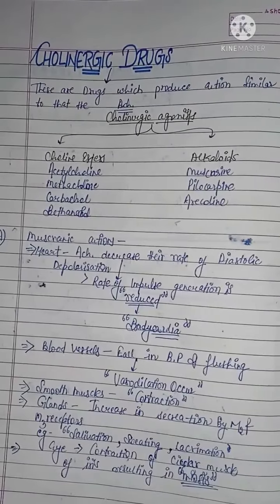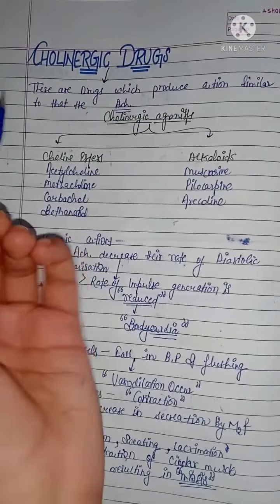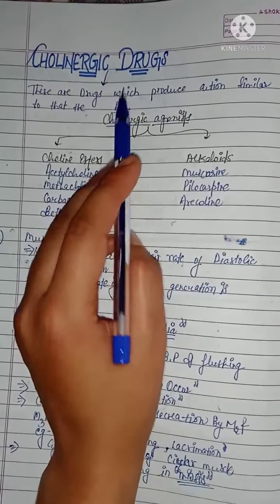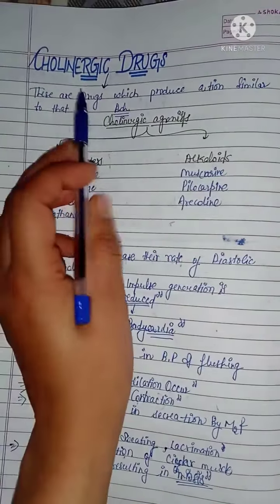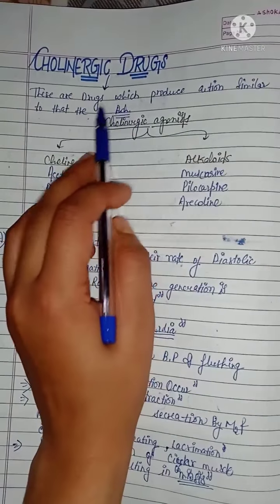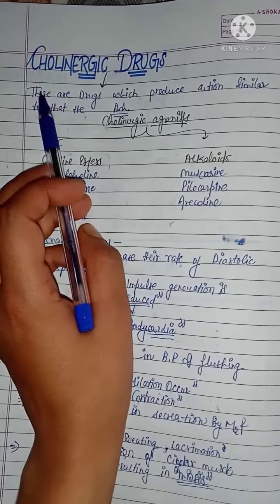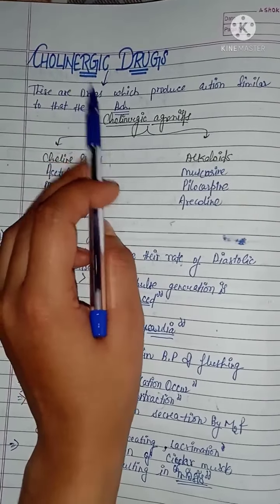Everyone, today we are discussing the cholinergic drugs. Cholinergic drugs are also known as parasympathomimetic drugs and cholinomimetic drugs because they show similar action as that of acetylcholine. That is why they are known as parasympathomimetic and cholinomimetic drugs.